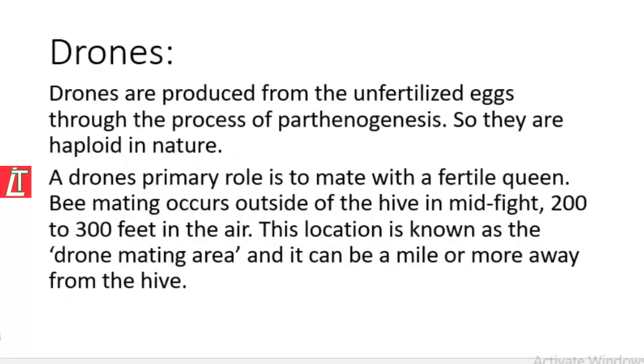Drones. Drones are produced from unfertilized eggs through the process of parthenogenesis, so they are haploid in nature. A drone's primary role is to mate with a fertile queen. Bee mating occurs outside of the hive in mid-flight, 200 to 300 feet in the air. This location is known as the drone mating area, and it can be a mile or more away from the hive.